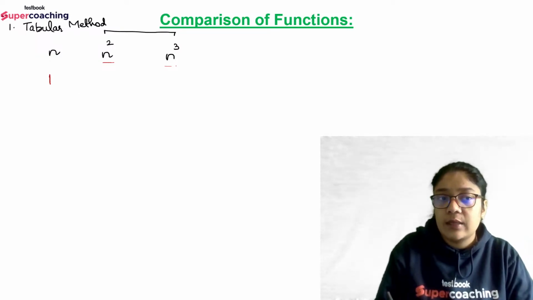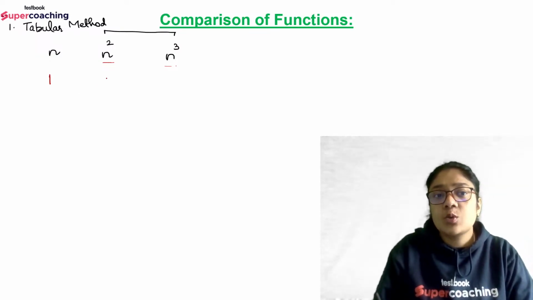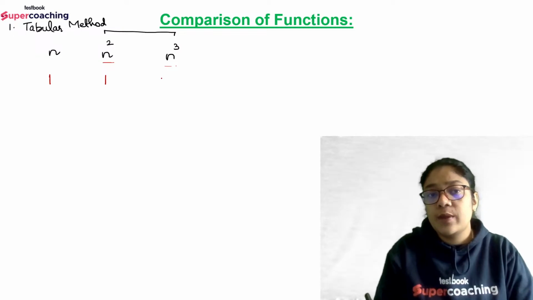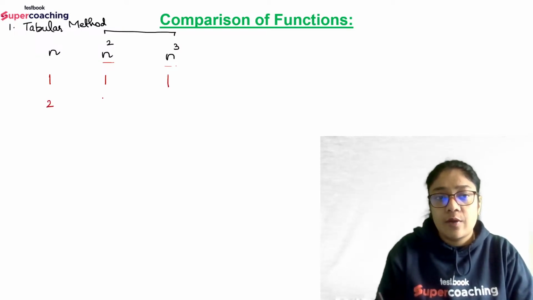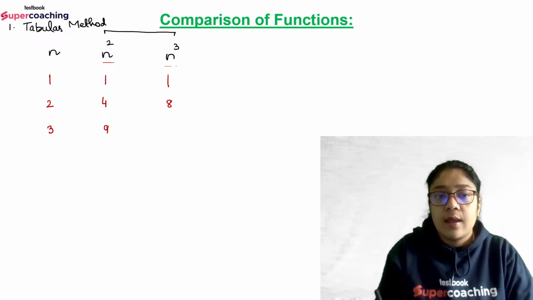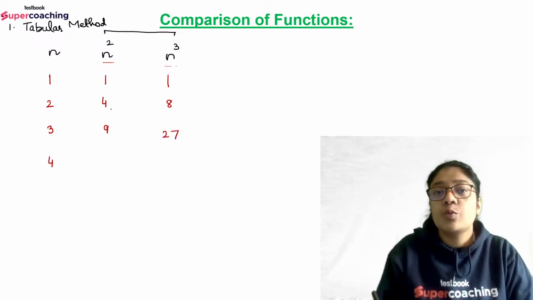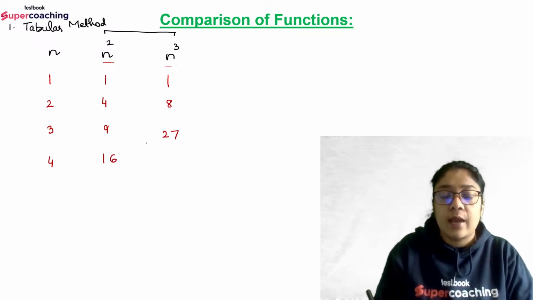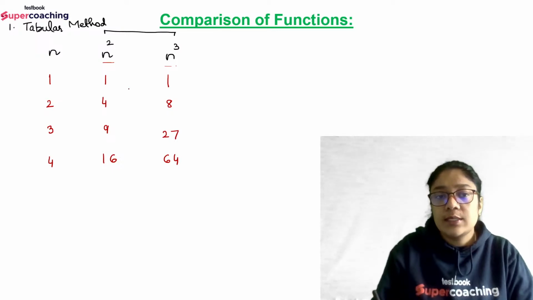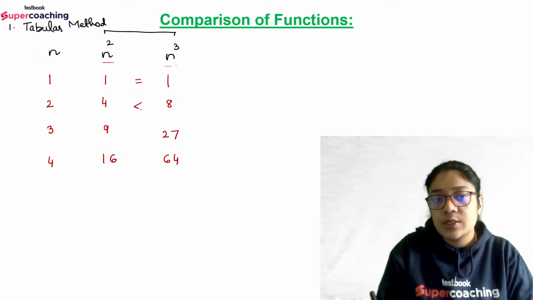For example, I'm taking the value of n as 1. So 1 square will be 1, 1 cube is 1. Then I'm taking the value 2. 2 square is 4, 2 cube is 8. Then 3: 3 square is 9 and 3 cube is 27. Then 4: 4 square is 16 and 4 cube is 64. So you can see that here both were equal. Now this is smaller, smaller, smaller, so ये gap बढ़ता जा रहा है.